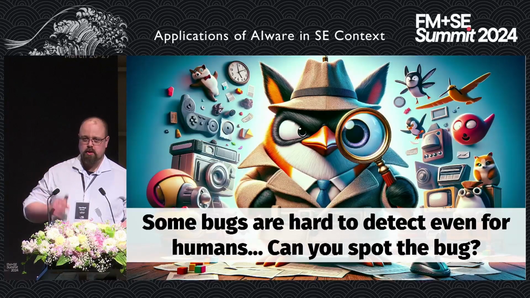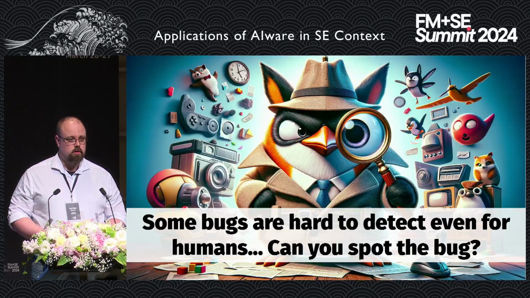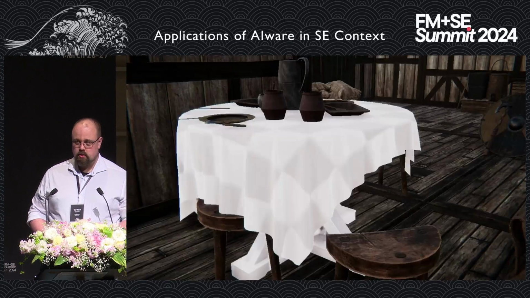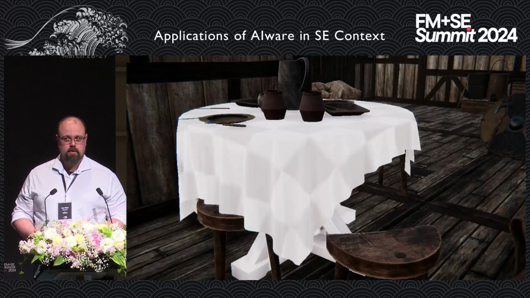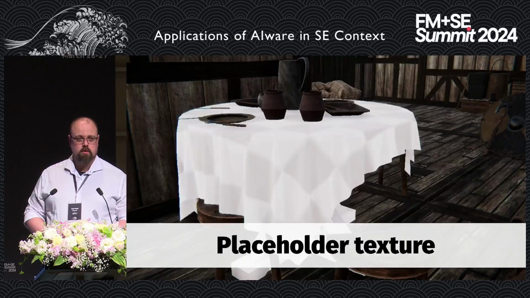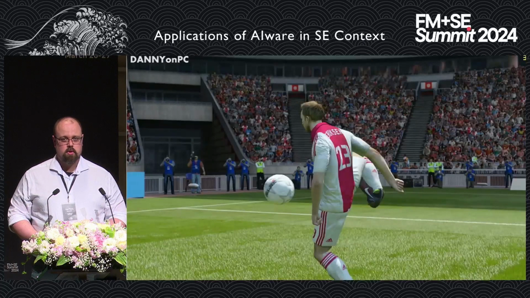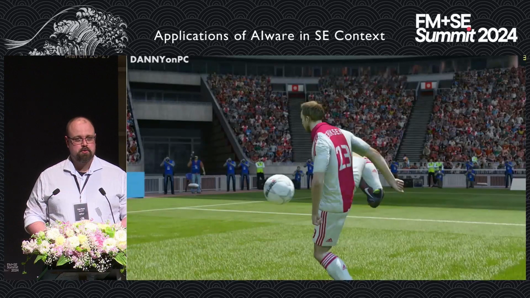I would like you to place yourself in the role of a game tester and see if you can spot the bugs on the next slide, because some visual bugs are hard to detect even for humans. This one, can I see some hands who sees it? Here there's a placeholder texture on the tablecloth and the table. This ended up in production somewhere. This is another example. Can I see some hands who sees it? No, it's just very difficult.